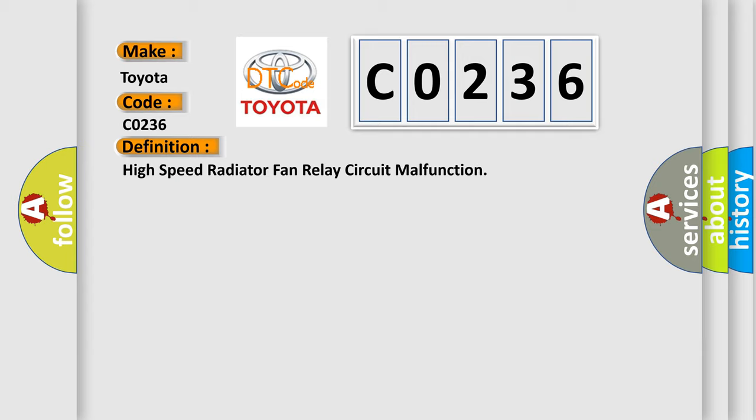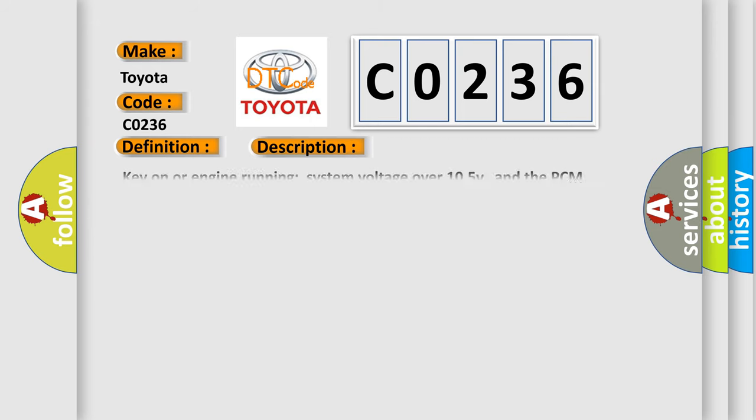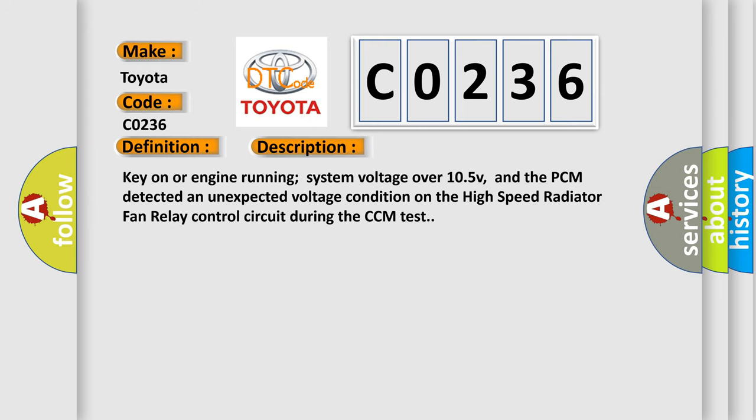And now this is a short description of this DTC code. Key on or engine running, system voltage over 10.5 V, and the PCM detected an unexpected voltage condition on the high-speed radiator fan relay control circuit during the CCM test.